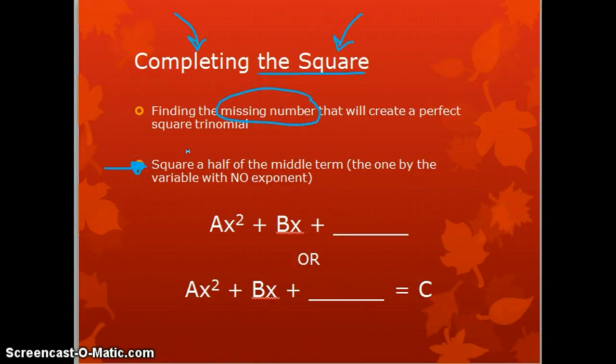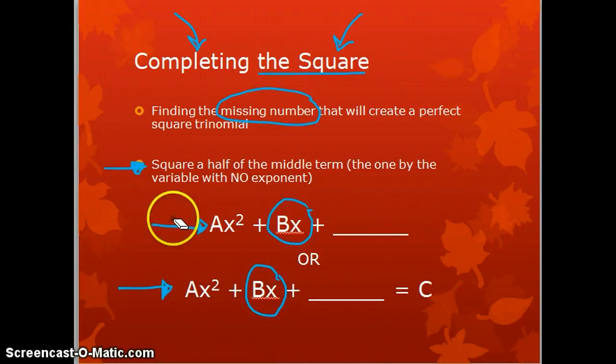Sometimes I think this is easier to just do it and watch instead. But it says square the half of the middle term. And the middle term is the one that we are looking at that doesn't have the exponent. It has the variable, but it doesn't have the exponent. So in this case, we're dealing with the bx. If you're looking at this top one, this is an expression, and then this is an equal sign. It's ultimately the same thing. One's an expression, one's an equation.